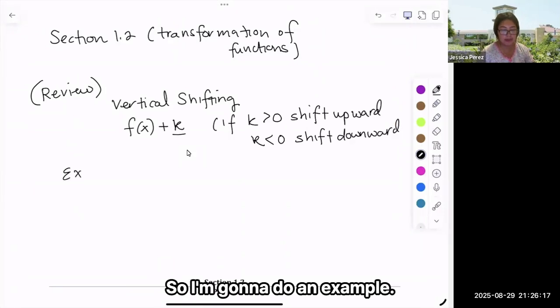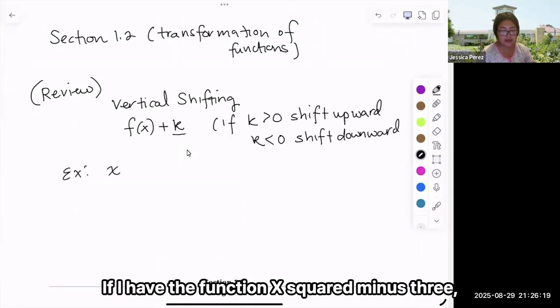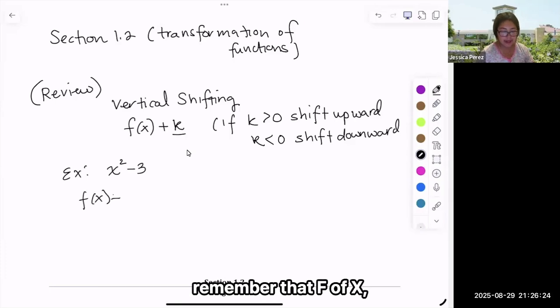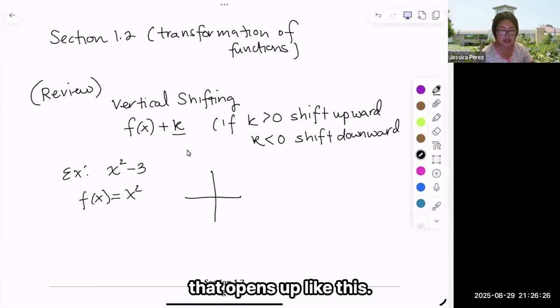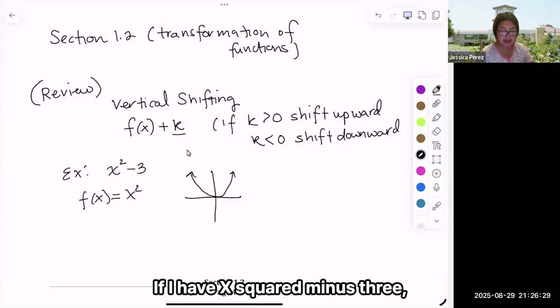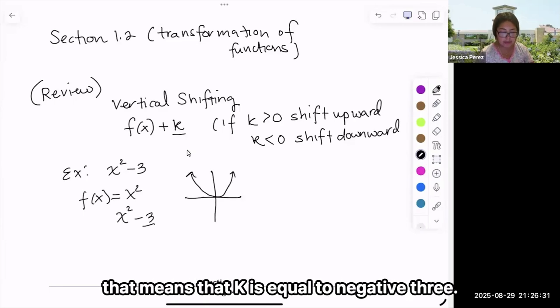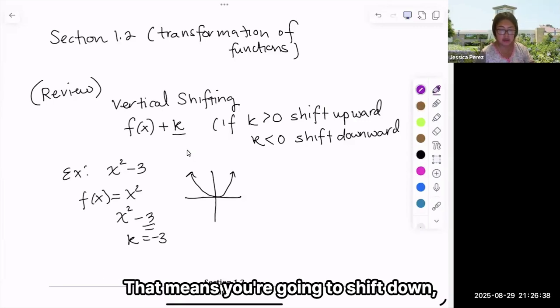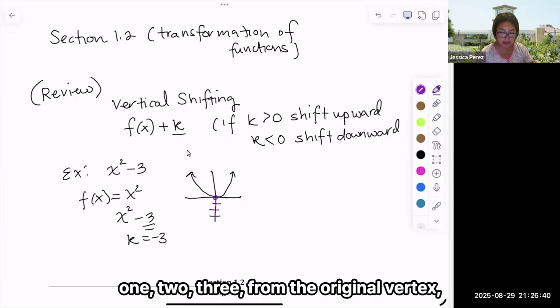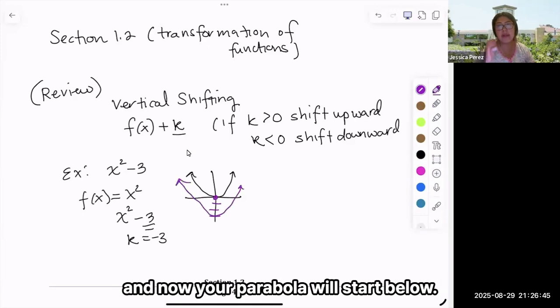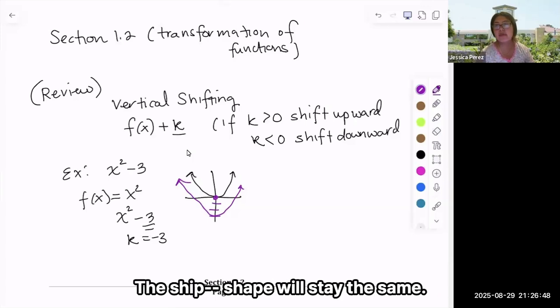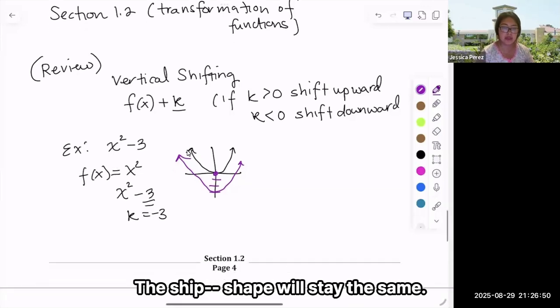So I'm going to do an example. If I have the function x squared minus 3, remember that f of x equals x squared is a parabola that opens up like this. If I have x squared minus 3, that means k is equal to negative 3. That means you're going to shift down 1, 2, 3 from the original vertex. And now your parabola will start below. The shape will stay the same.